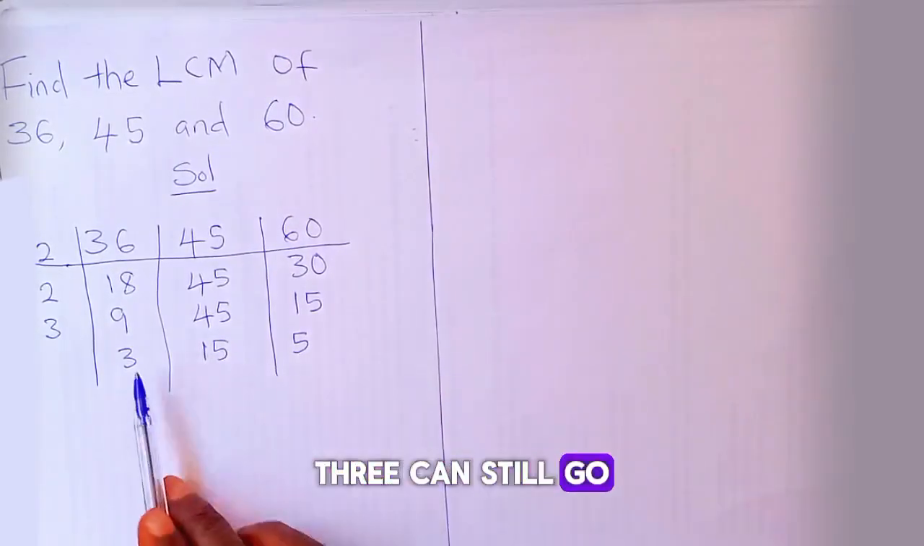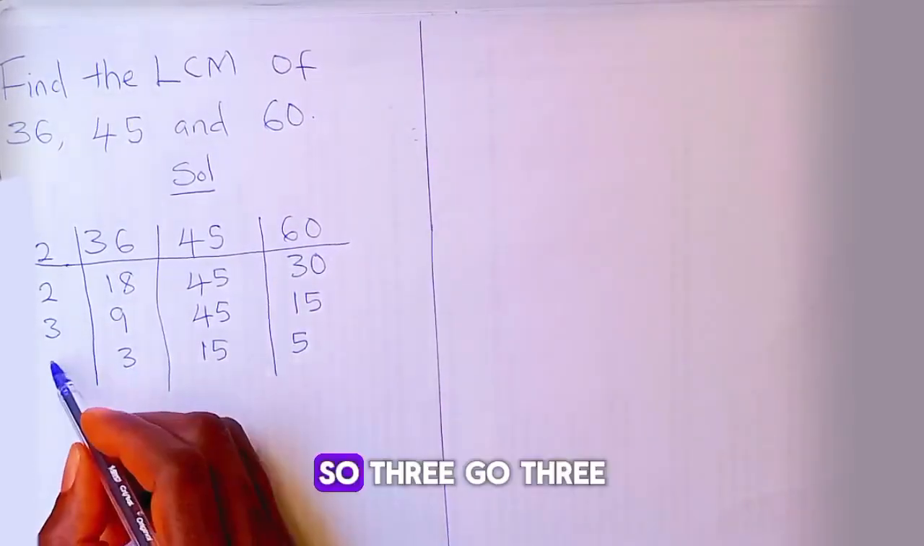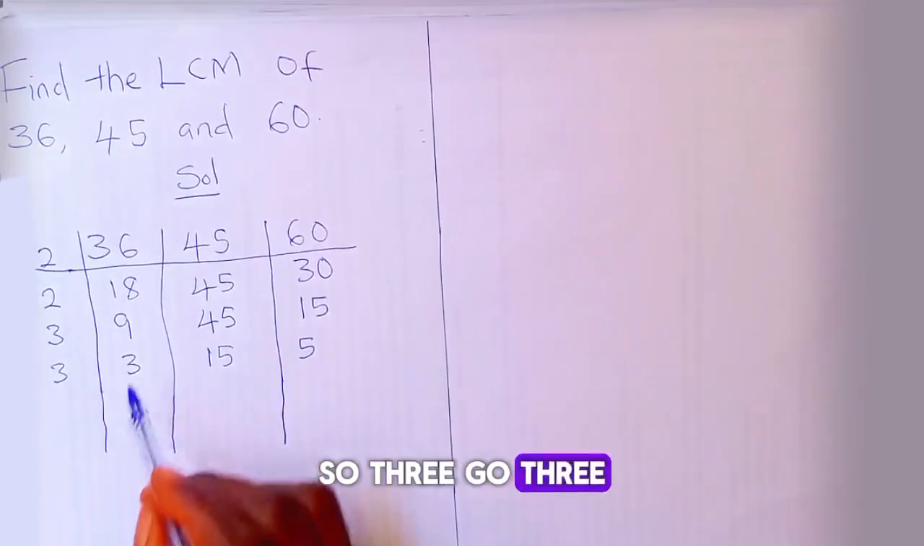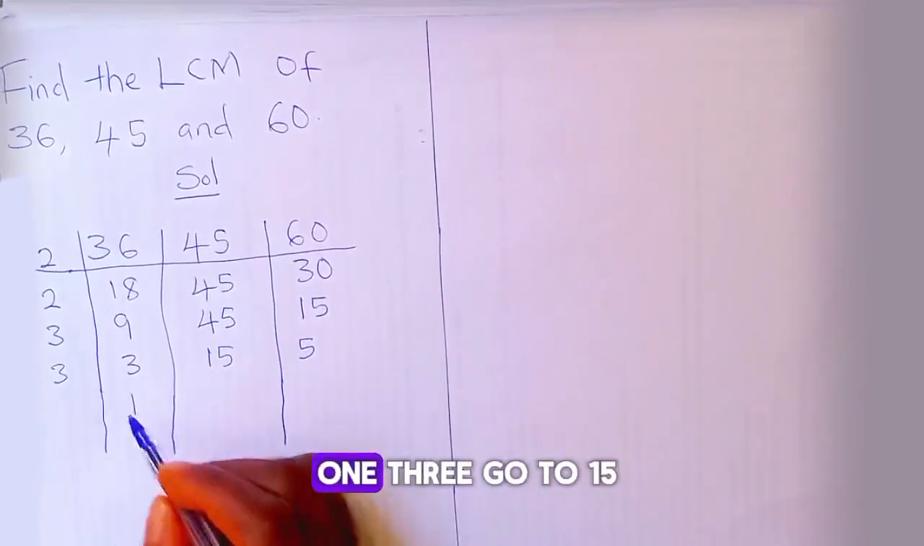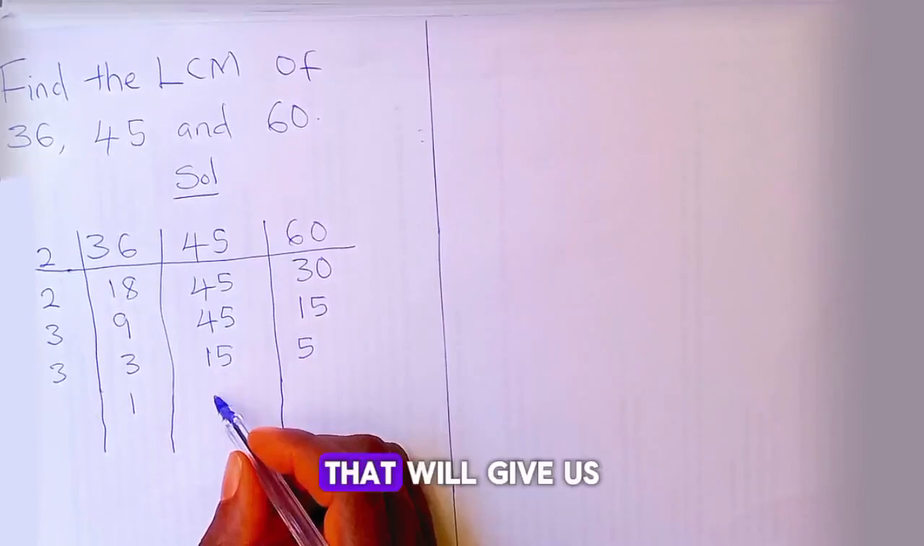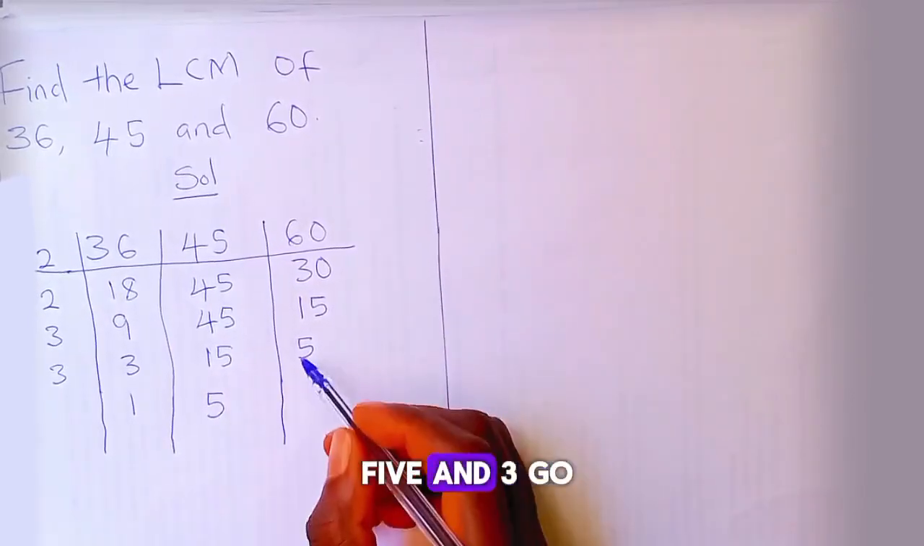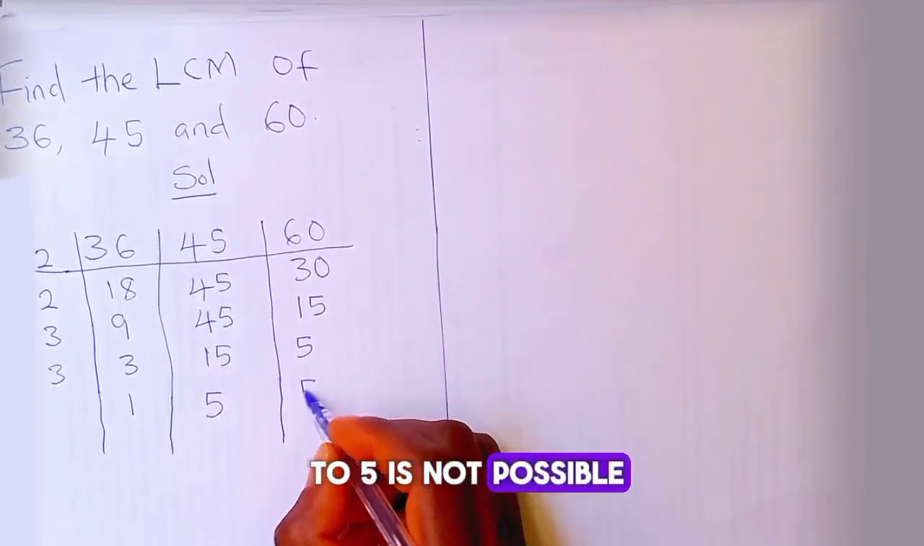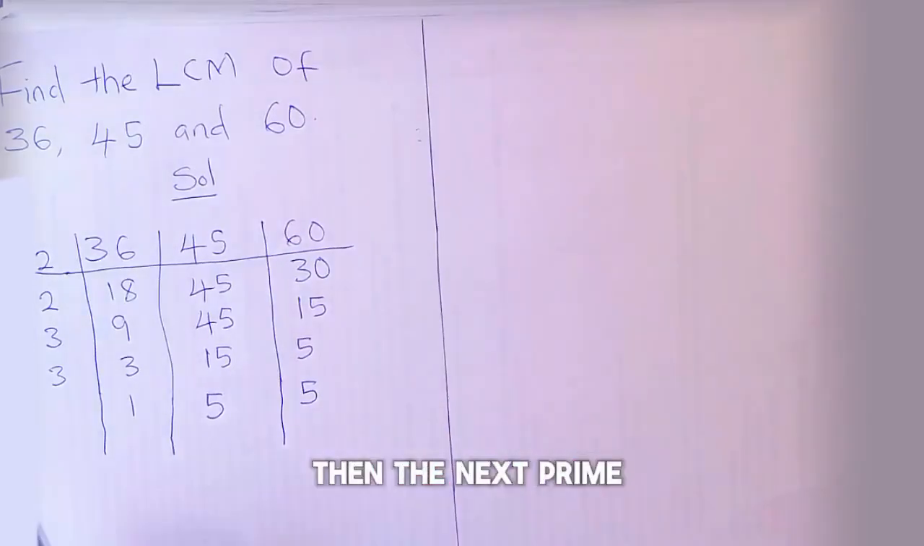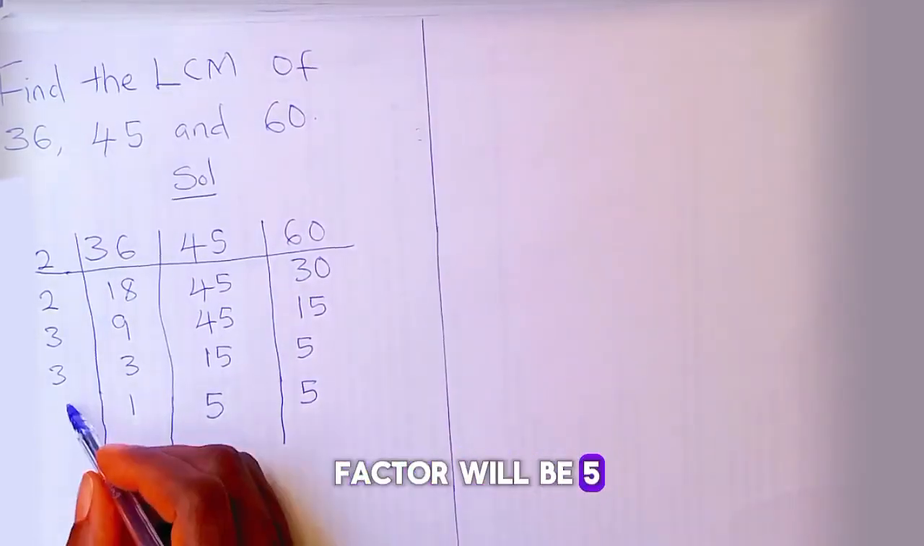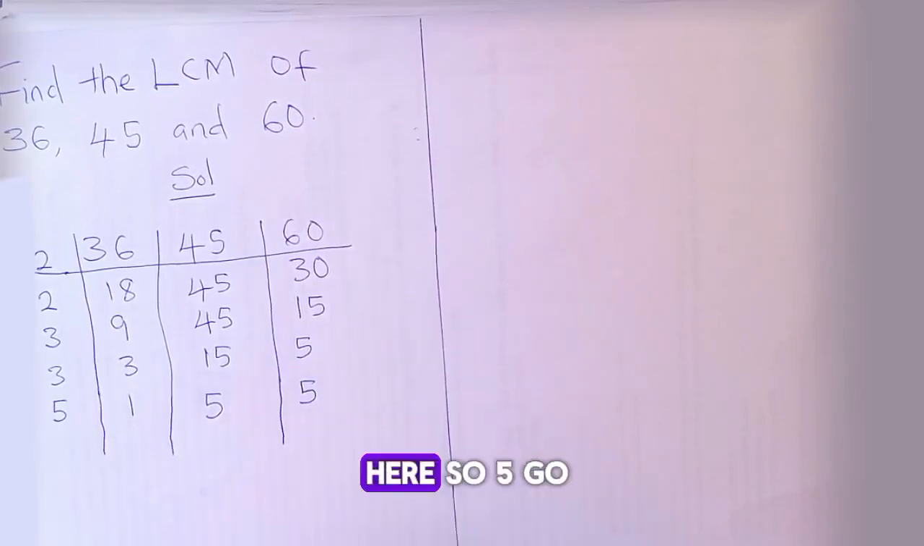Okay, 3 can still go because we have 3 here. So 3 goes into 3, that will give us 1. 3 goes into 15, that will give us 5. And 3 going into 5 is not possible, so you repeat the 5. Then the next prime factor will be 5, since we have 5 here.